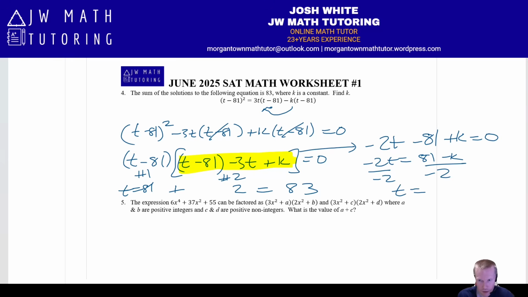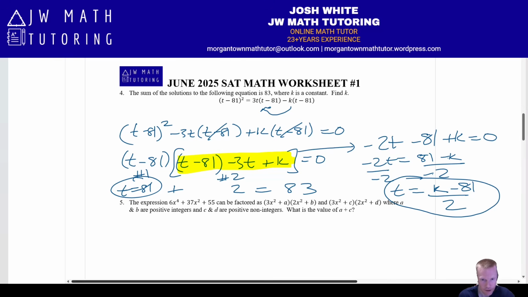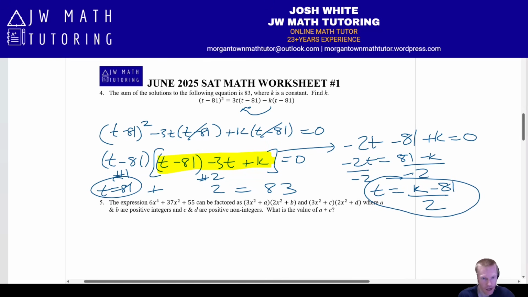So t is equal to, now I'm going to flip the signs here. So this is negative and negative. I'm going to put this first because it becomes positive, and I'm going to put this second. So k minus 81 over 2. So solution number 1 is this. Solution number 2 is this. Together, they add up to 83.